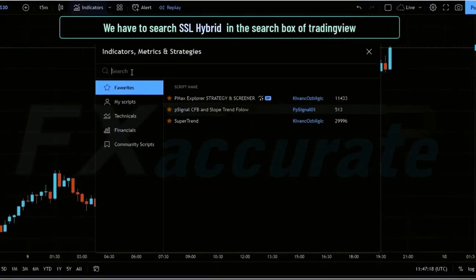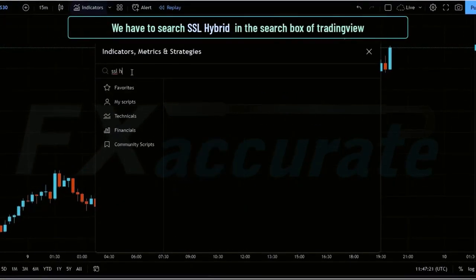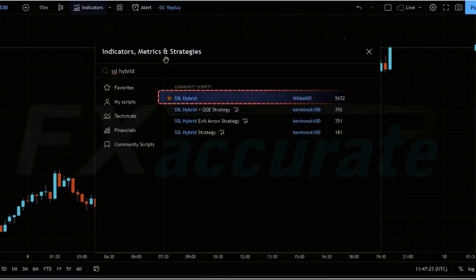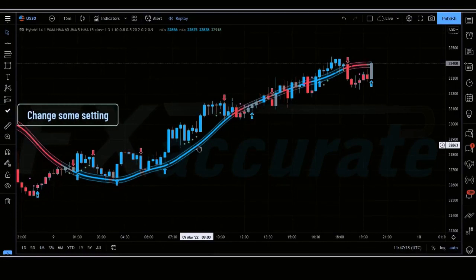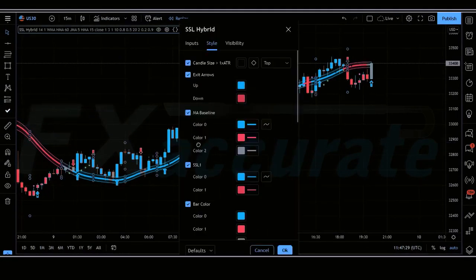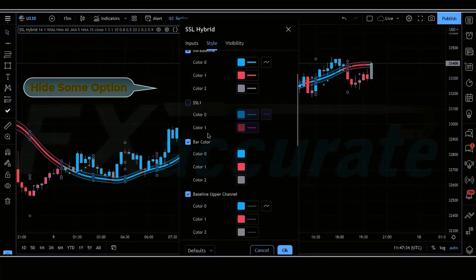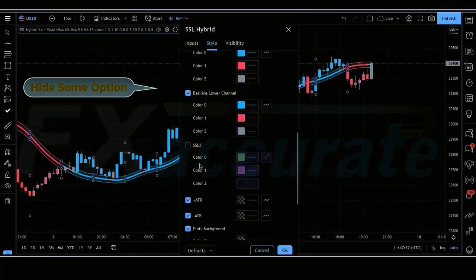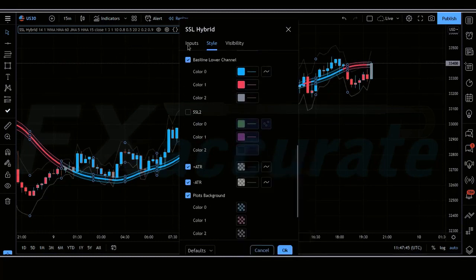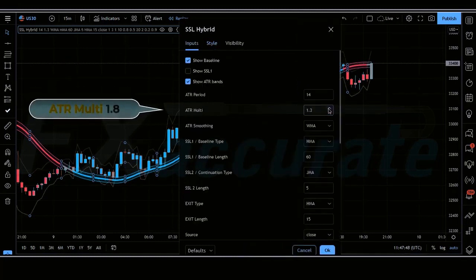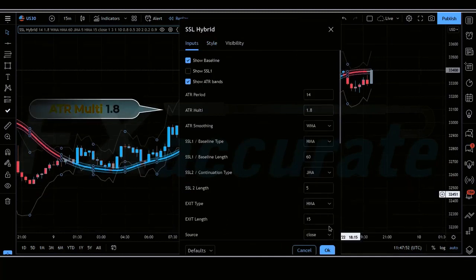First of all, we will search SSL hybrid in the search box of TradingView. After that we have to click on the SSL hybrid option, in which we have to change some settings. In this, we have to hide some options. We have to replace ATR multi-1 with 1.8.